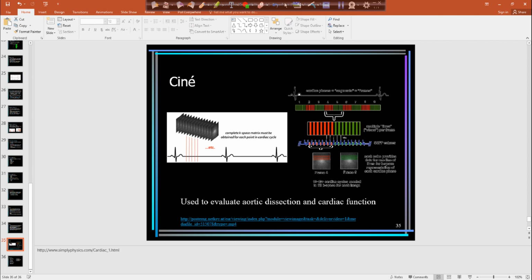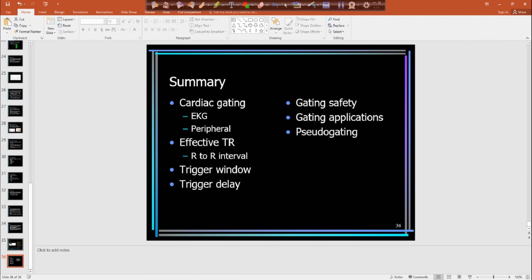So we have covered pretty much all of cardiac gating. Remember, cardiac gating is a compensation for which type of artifact? Motion. What are the 2 other names for it? Phase mapping and ghosting. So we have 2 types: peripheral and EKG.